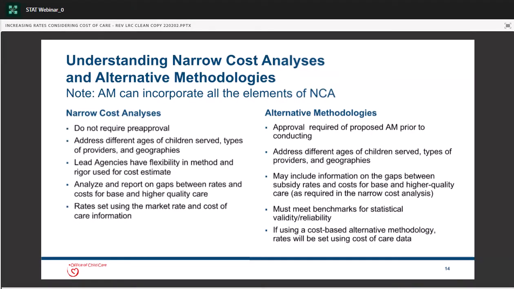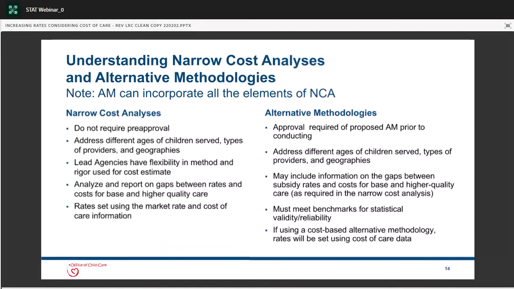Comparing narrow cost analysis and alternative methodologies. These are terms that are often used interchangeably, yet they are typically two different efforts. The alternative methodology is a very rigorous gathering and study or analysis of different provider types, serving varying ages and within different geographies. As we said earlier, the alternative approach must still meet the statistically valid and reliable benchmarks as the market rate survey. A narrow cost analysis is used to gauge the gaps between the subsidy rates and what it costs to provide care at the base level, in other words, meeting the health and safety and staffing requirements, among others, as well as the costs supporting higher levels of quality.